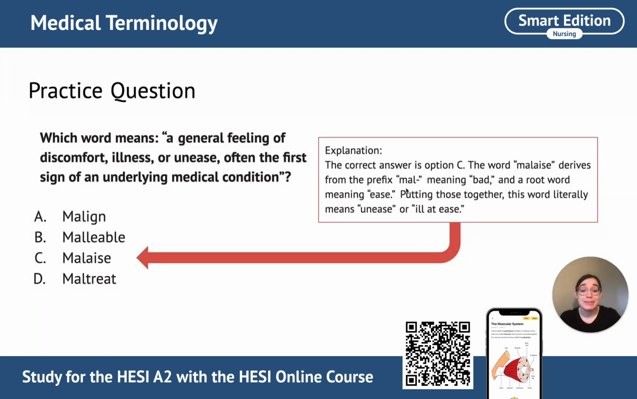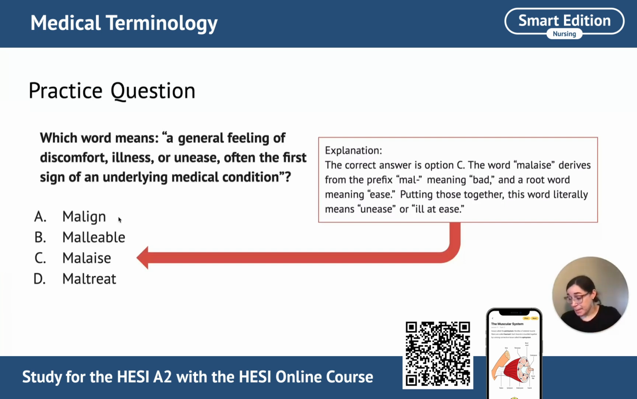So the prefix mal means bad, and the root word ase literally means ease. So they kind of are spelled similarly even. So putting those words together, this word literally means unease or ill at ease. And you can see how that really fits well with the definition that we're provided in our question.